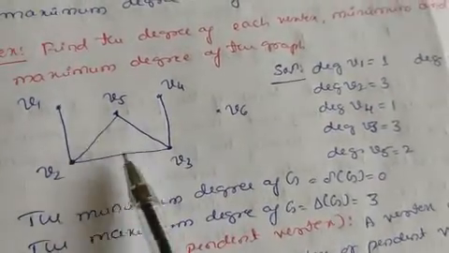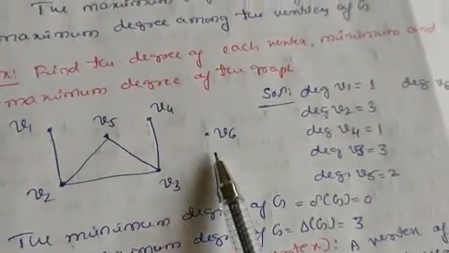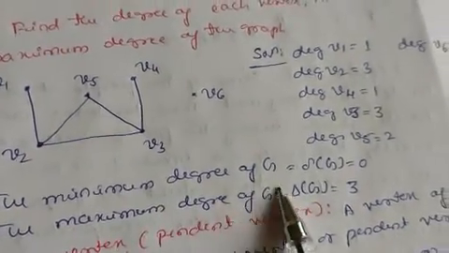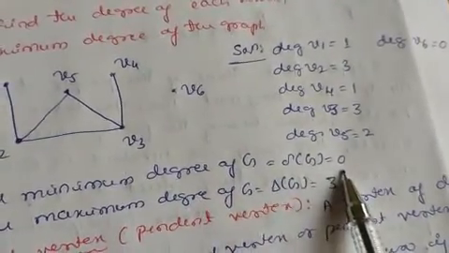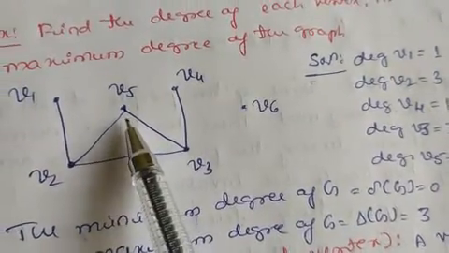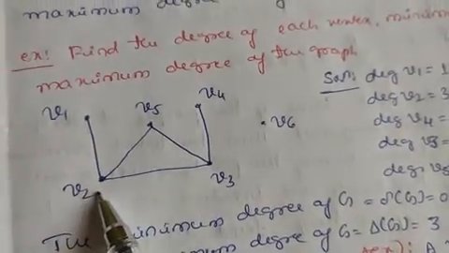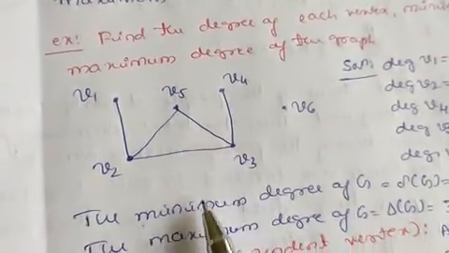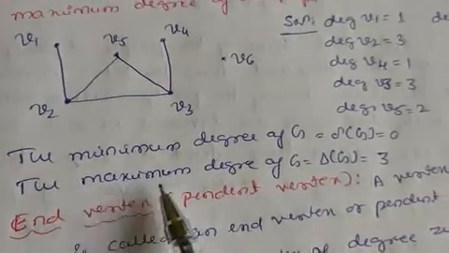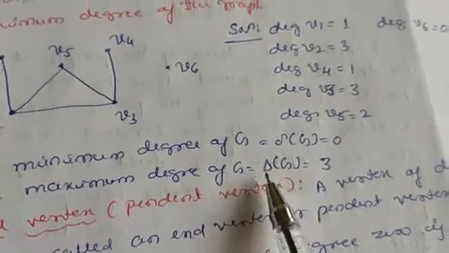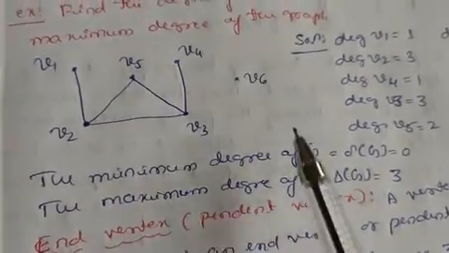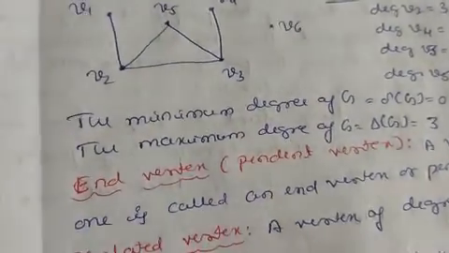So in all these degrees, degree of V6 is 0. So this is the minimum. The minimum degree of G, delta of G, is equal to 0. And the maximum degree: V2 and V3 have 3 edges incident to them. So therefore the maximum degree of G, capital delta of G, is equal to how much here? 3. Maximum degree is 3 and minimum degree is 0.